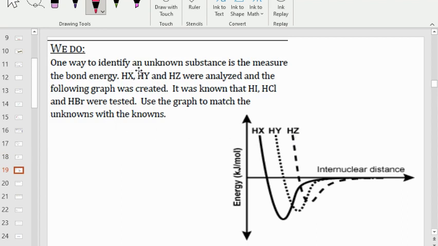All right. One way to identify an unknown substance is to measure the bond length. HX, HY, and HZ were analyzed and the following graph was created. It was known that they were HI, HCl, and HBr. So we have to match up these unknowns with what they were. What is the difference between these three in terms of structure? Number of occupied energy levels. Okay, so number of protons.